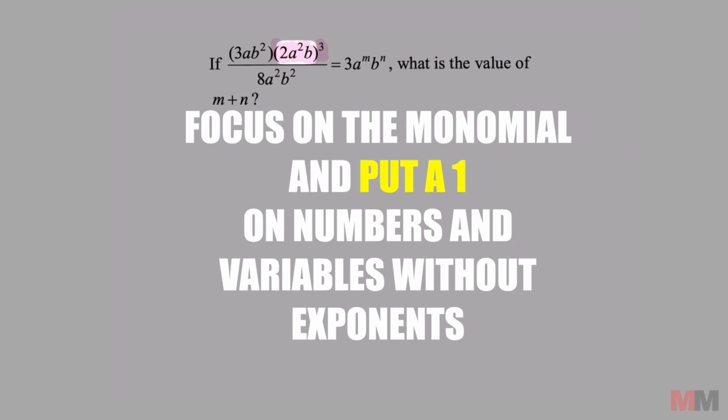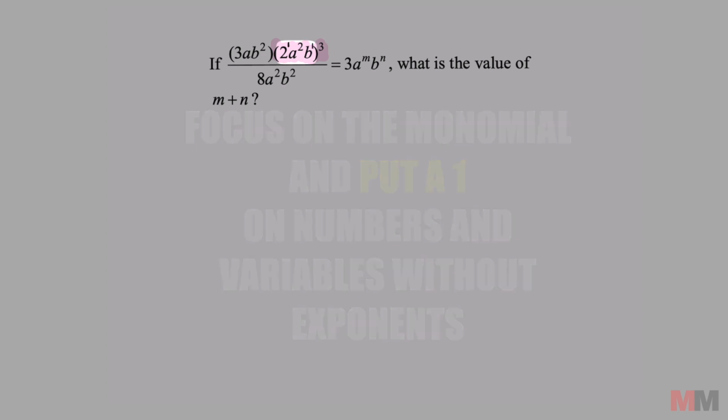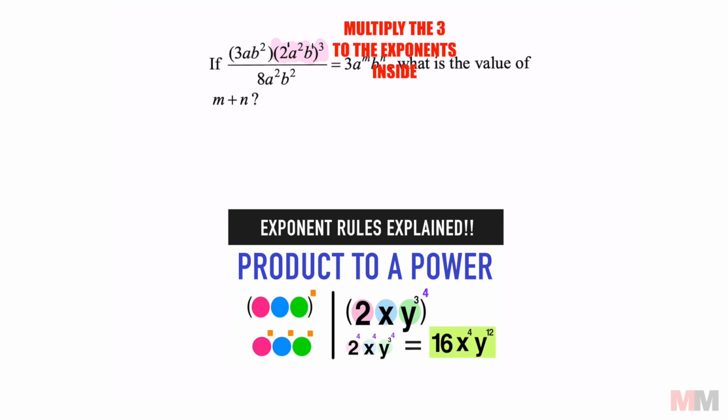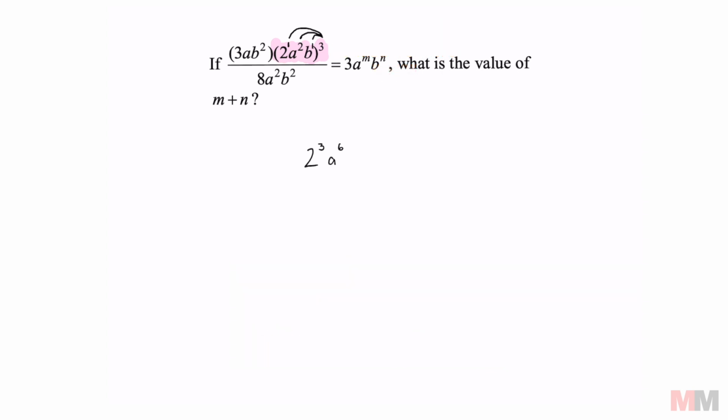Focusing on the inside of the parentheses, so you never get this wrong, I always suggest to put 1s on the numbers and variables that don't have exponents. And the 3 on the outside, you're going to end up multiplying that to each exponent on the inside. It's kind of like the distributive property. That gets you 2 to the third, a to the 6th power, and b to the third. Let's keep everything else the same.